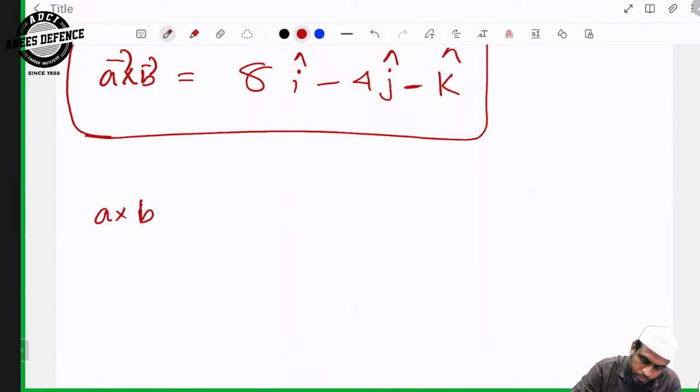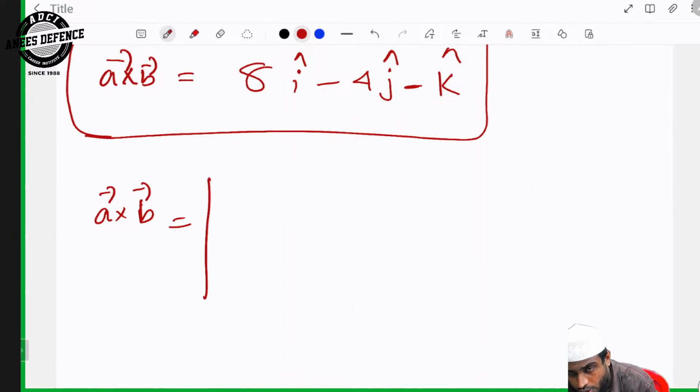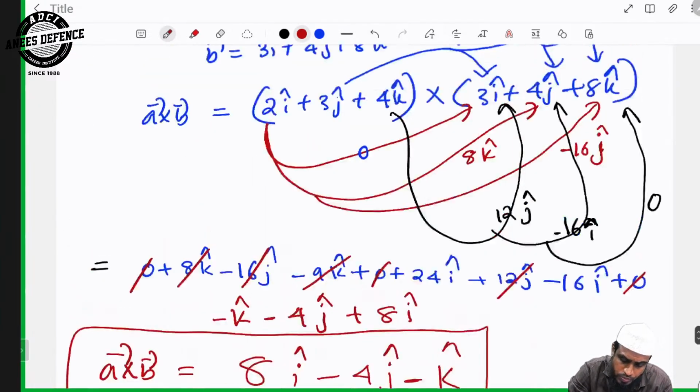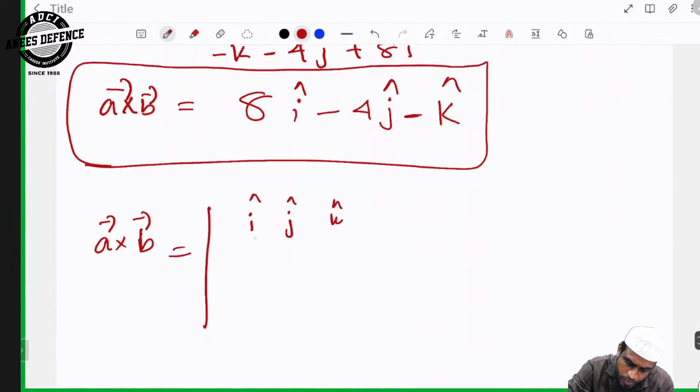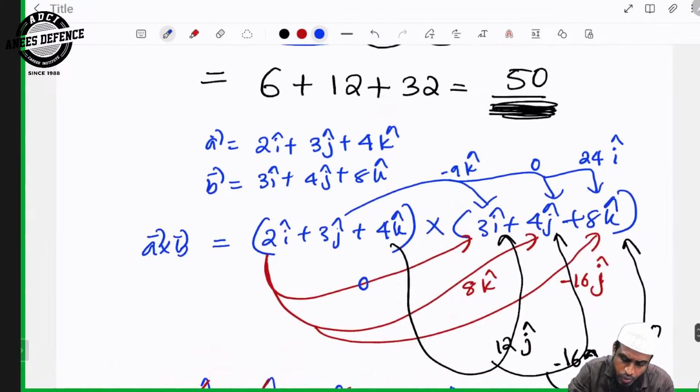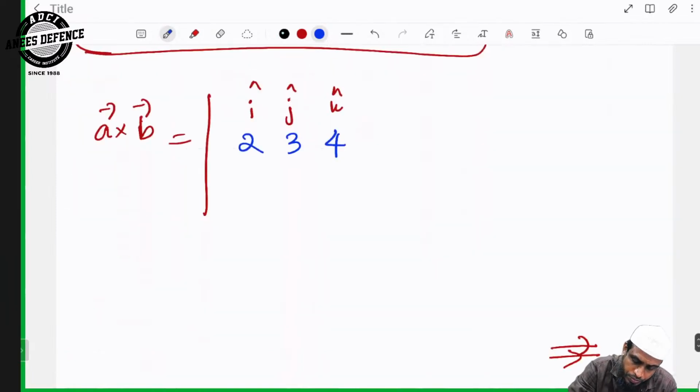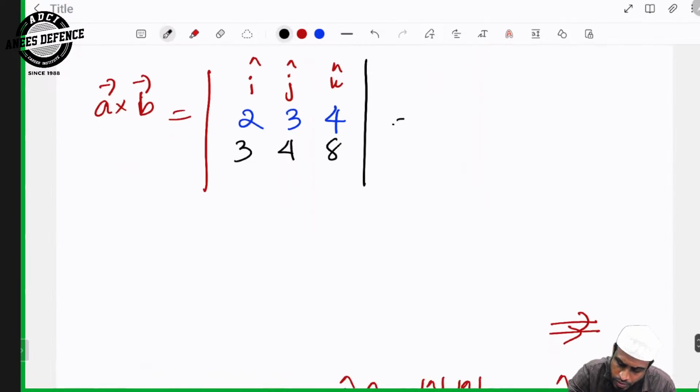A cross B. If A cross B is written, first you have to write the coefficient of A only, then you have to write the coefficient of B only. So i, j, k. What is the coefficient of A? 2, 3, 4. What is the coefficient of B? 3, 4, 8. Then calculate the determinant, to check whether both methods give the right answer.